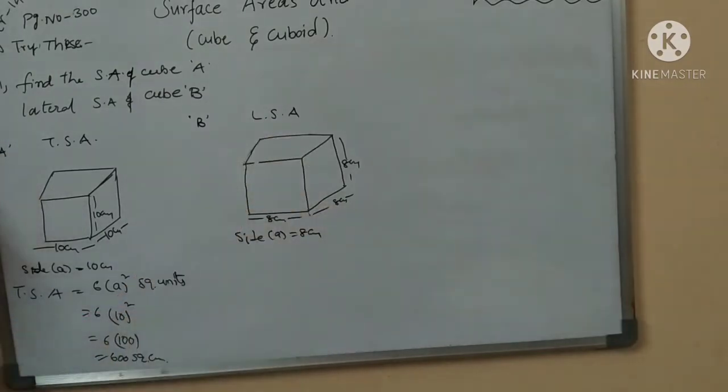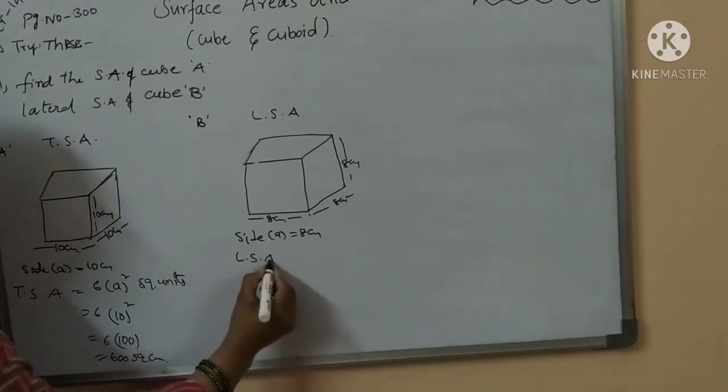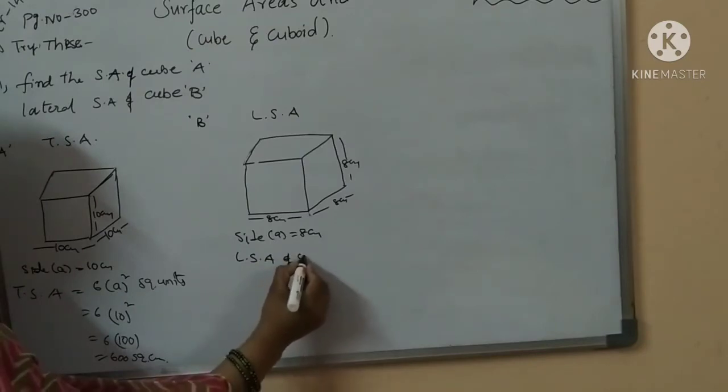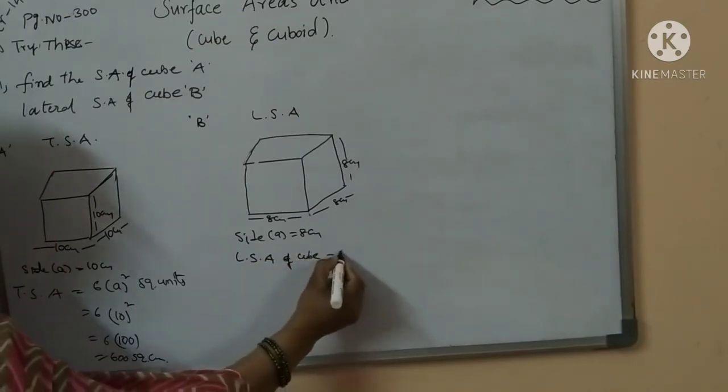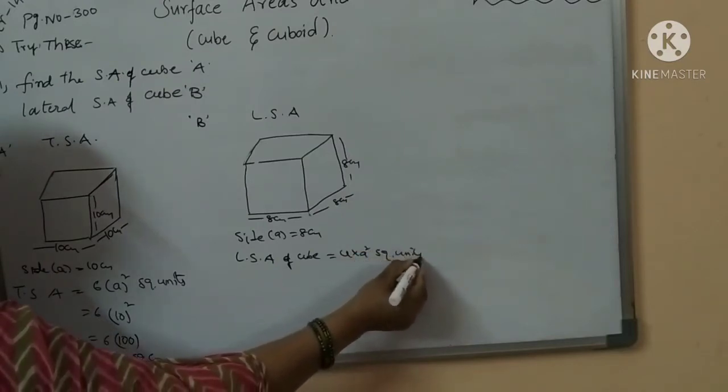So here given is the lateral surface area. So we know that lateral surface area means what is the formula? Except top and bottom faces, remaining all. So total 6 faces, except top and bottom. So that is 4 faces. What is the formula? Lateral surface area of cube equal to 4 into A square units.